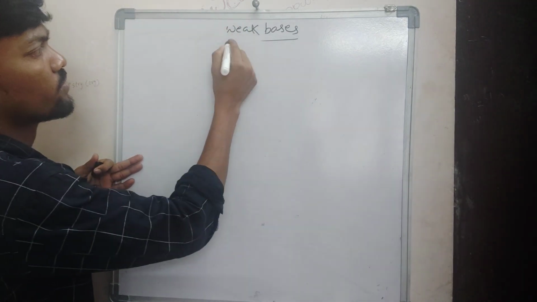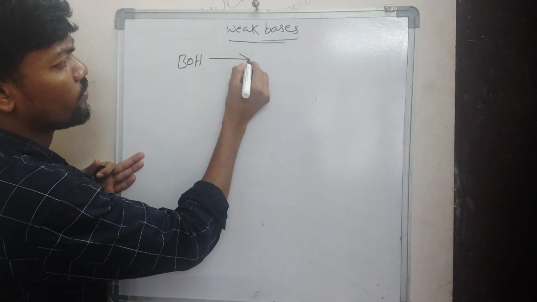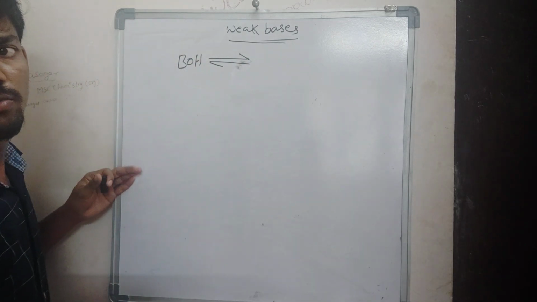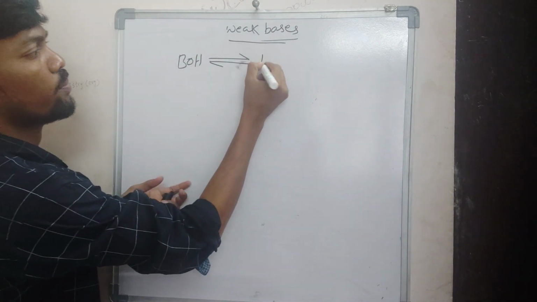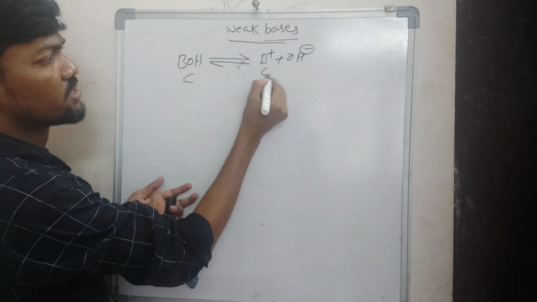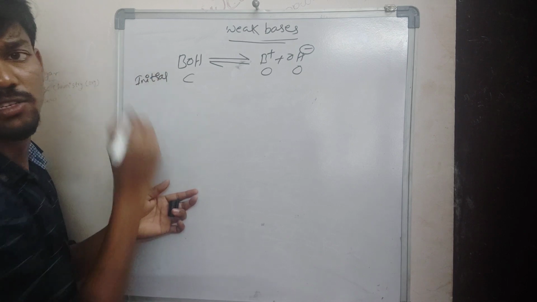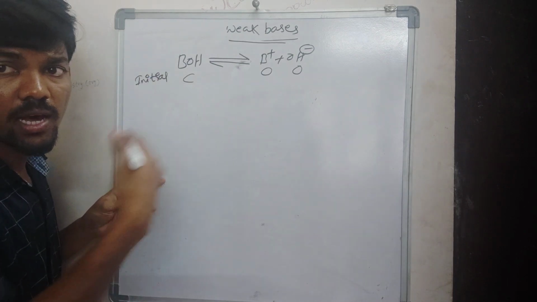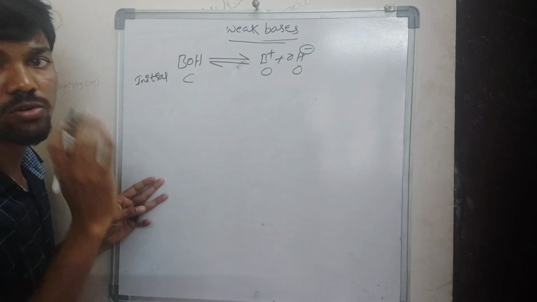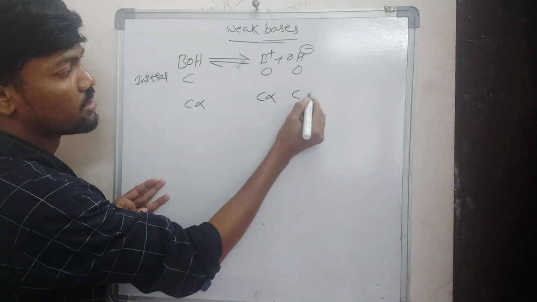Next, go for the weak base, not the weak acid. So we have the formula BOH, a weak base. It is also a reversible reaction. What happens? B plus and OH minus will be there. Suppose this is C concentration, and initially the products are 0. This is the initial. After that, C alpha will be used. Why are we using the alpha value here? Because it is a weak electrolyte. So here C alpha is used up, and 1 mole gives C alpha.